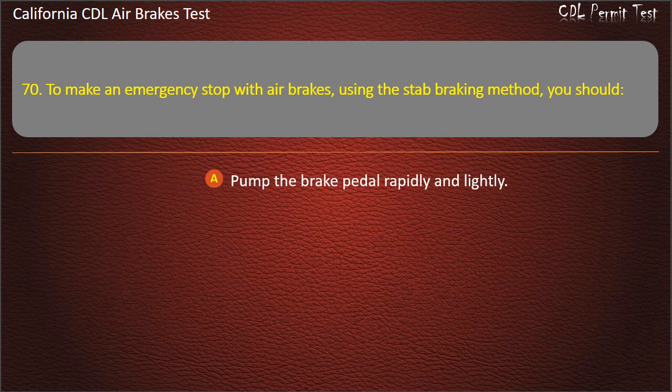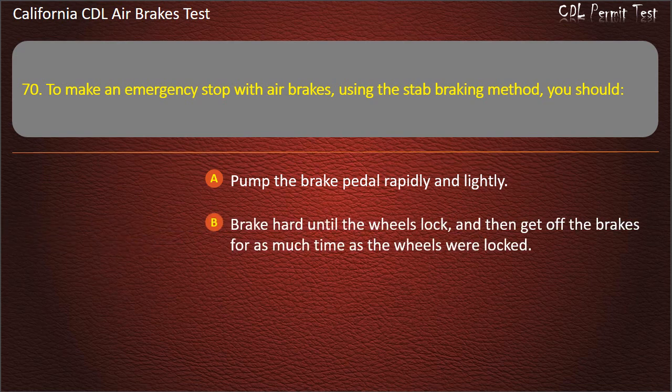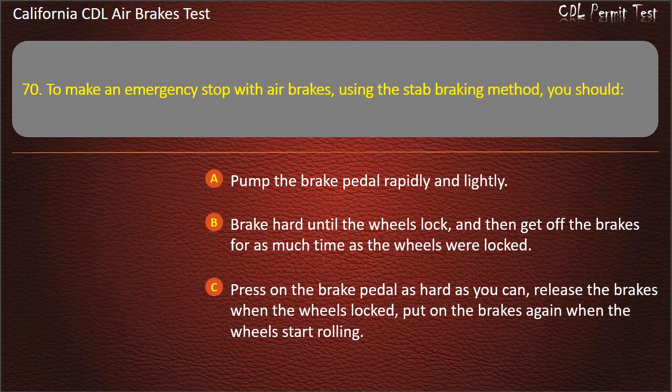Question 70. To make an emergency stop with air brakes, using the stab braking method, you should pump the brake pedal rapidly and lightly. Brake hard until the wheels lock, and then get off the brakes for as much time as the wheels were locked. Press on the brake pedal as hard as you can. Release the brakes when the wheels lock, put on the brakes again when the wheels start rolling. Answer: press on the brake pedal as hard as you can, release the brakes when the wheels lock, put on the brakes again when the wheels start rolling.